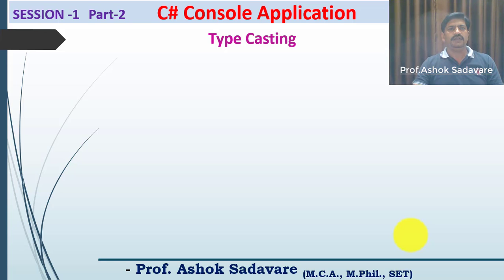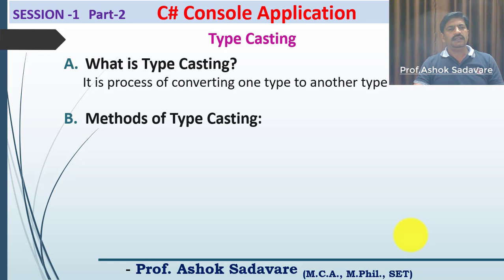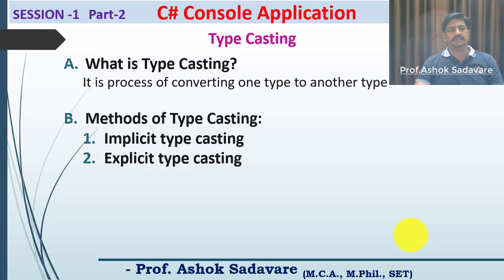Now see, what is typecasting? Typecasting is the process of converting one type to another type. At some points or in some situations, we need to convert one type variable to another type variable for further processing. So this is typecasting. There are two methods for typecasting. One is implicit typecasting and the second is explicit typecasting.